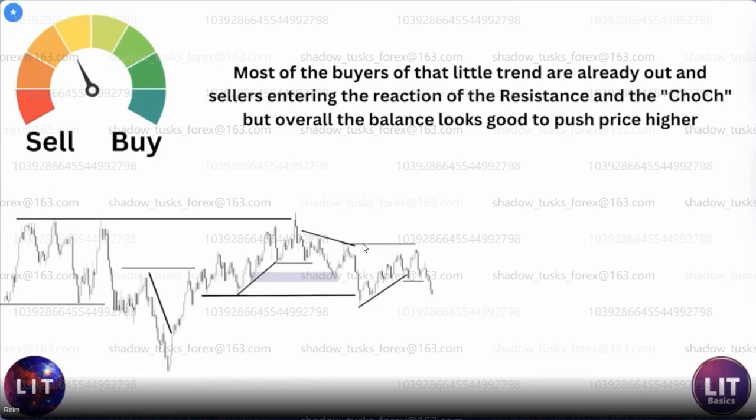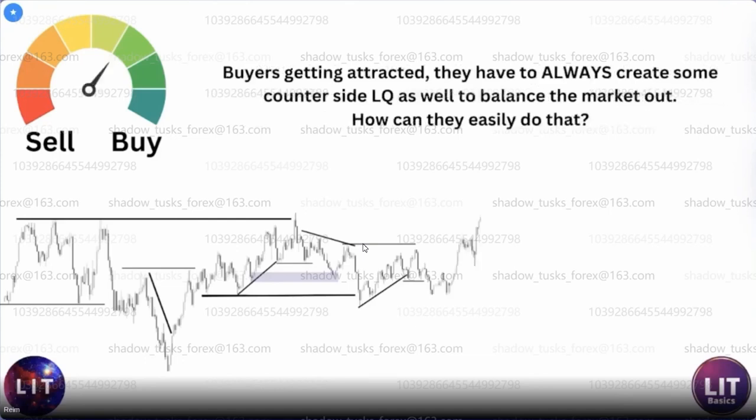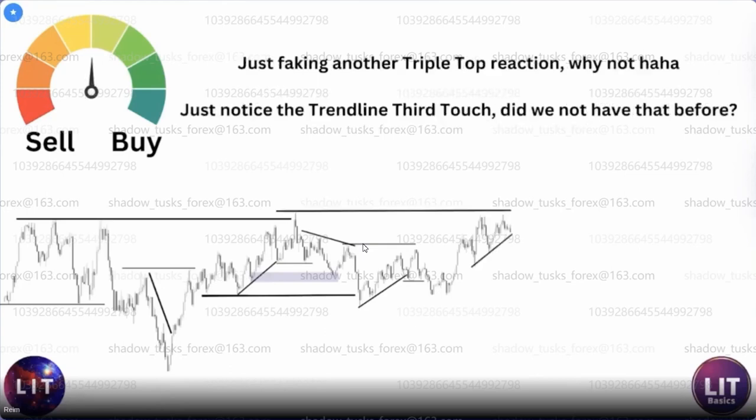Again, so what's about to happen? And people selling, of course, they continue the buy push. Buyers getting attracted now, though. As again, look at this reaction. They always create counter side liquidity to balance the market. Again, now buyers are getting into control. How can they easily create it? They just give you another double top. Really? But also for buyers.